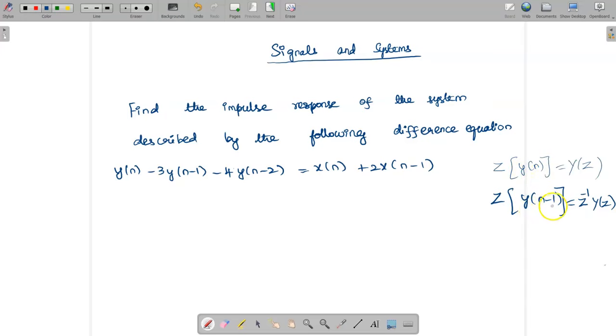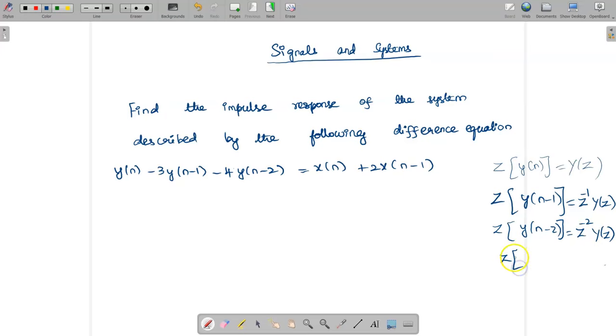Similarly, for y of n minus 1, the shifted value, that is minus 1, will come in the power of z, apart from Y of z. Similarly, the Z transform of y of n minus 2. So, n minus 2 gives z power minus 2 Y of z.